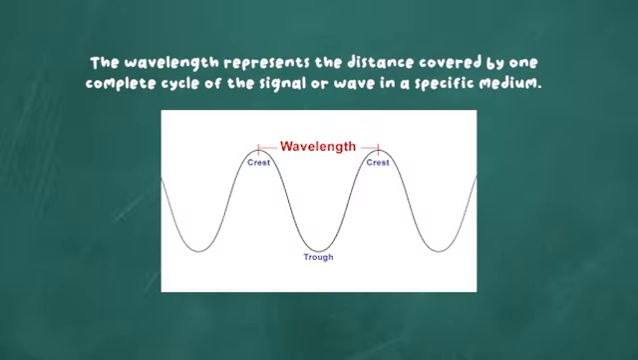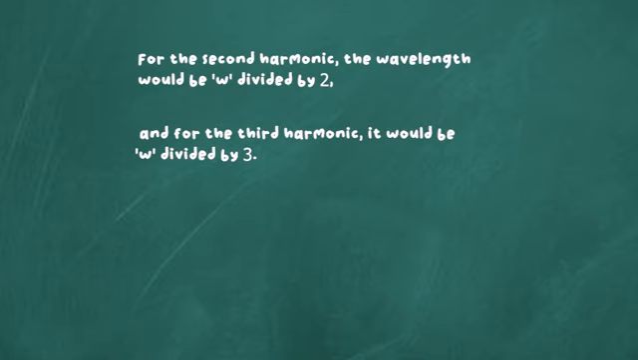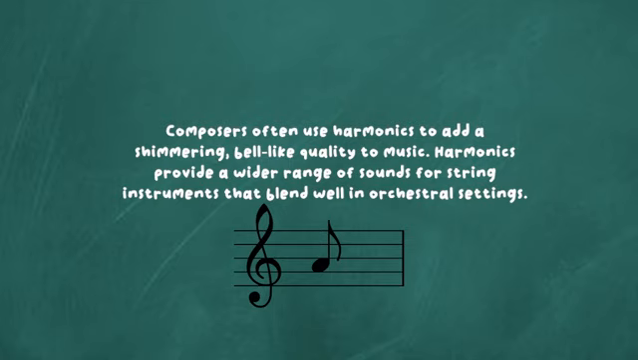To understand harmonics better, let's also consider the wavelengths. The wavelengths represent the distance covered by one complete cycle of a signal or wave in a specific medium. For the second harmonic, the wavelength would be W divided by 2. And for the third harmonic, it would be W divided by 3. Here, W represents the wavelength of the fundamental frequency. In summary, understanding harmonics and wavelengths involves recognizing the relationships between harmonics and the fundamental frequency. Composers often use harmonics to add a shimmery, bell-like quality to music.